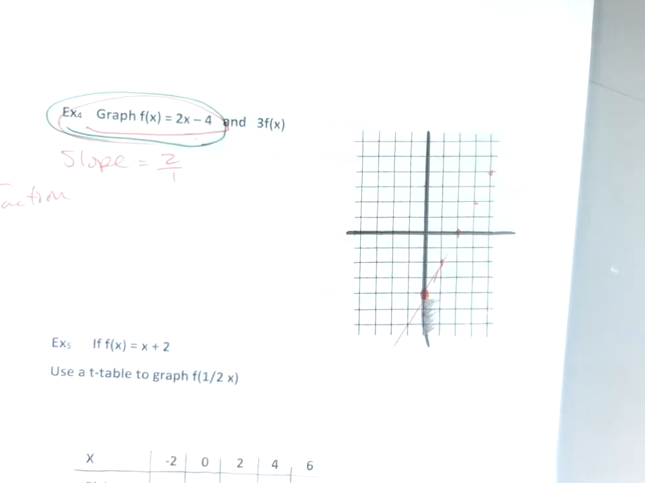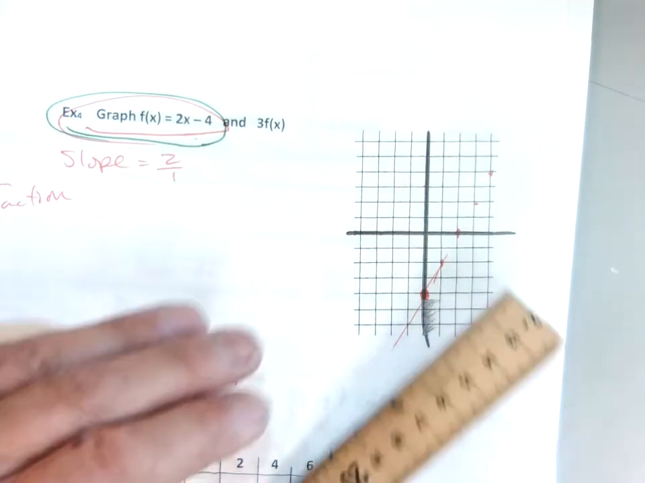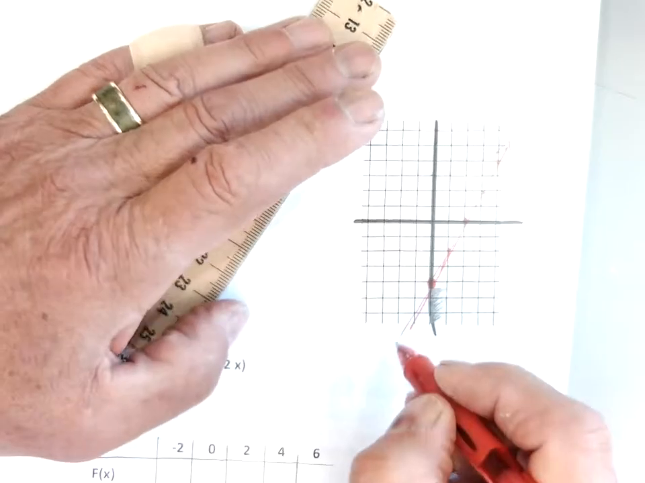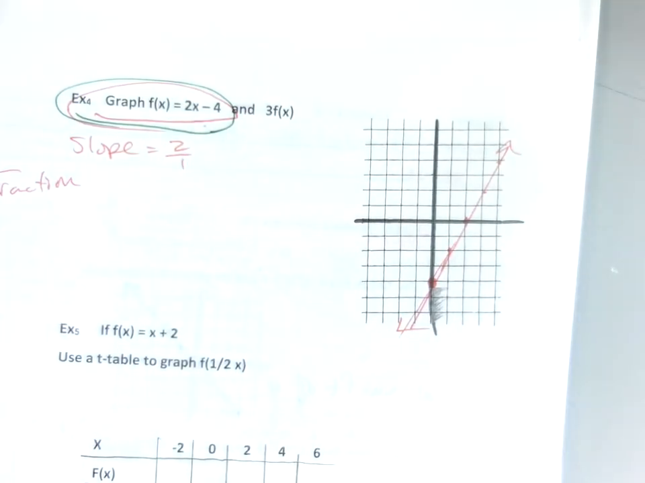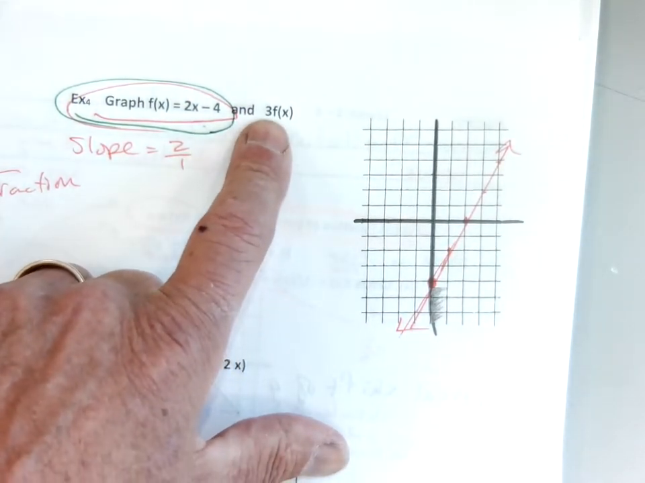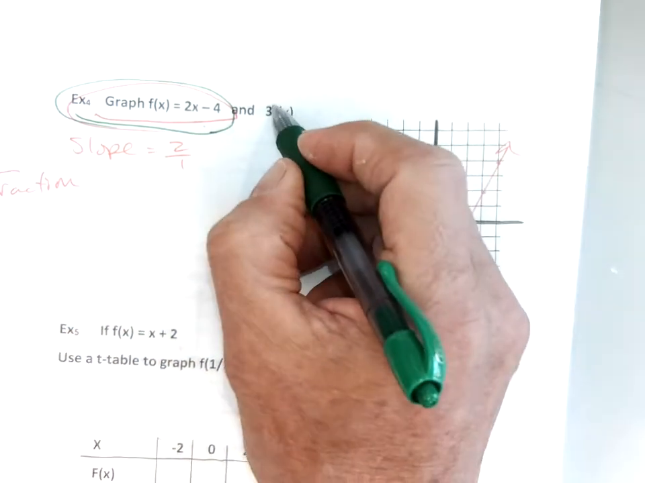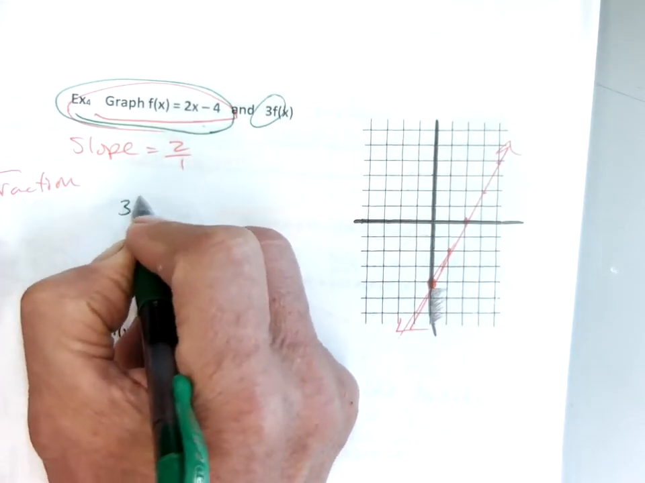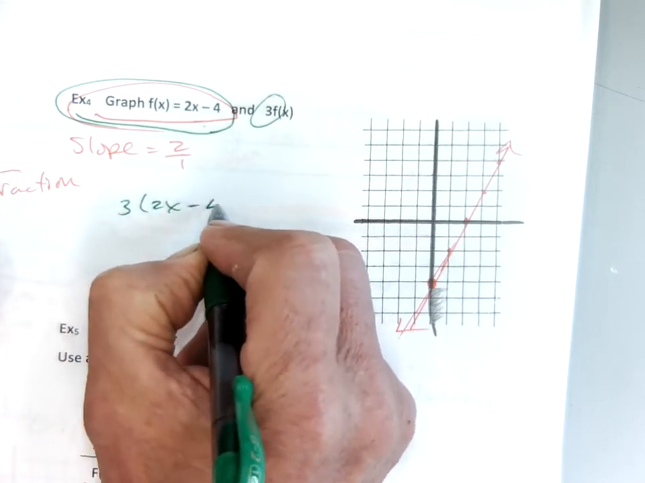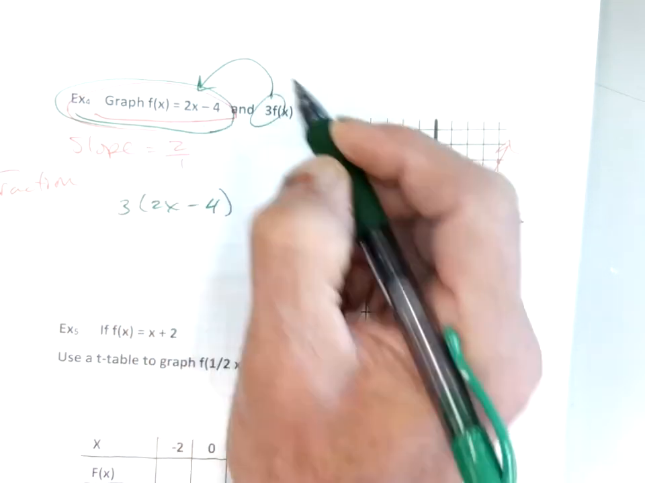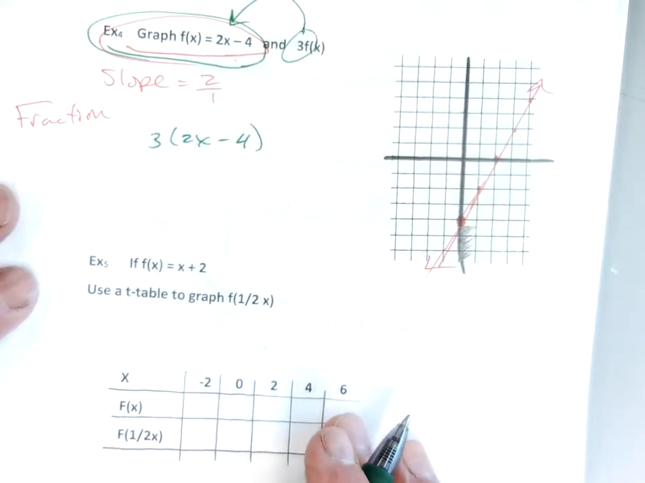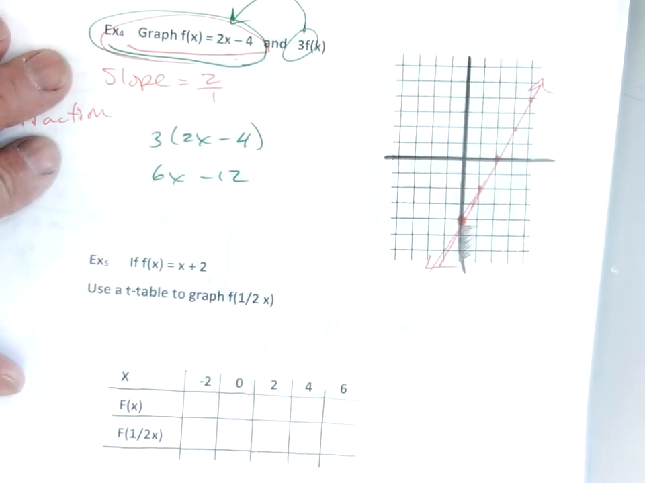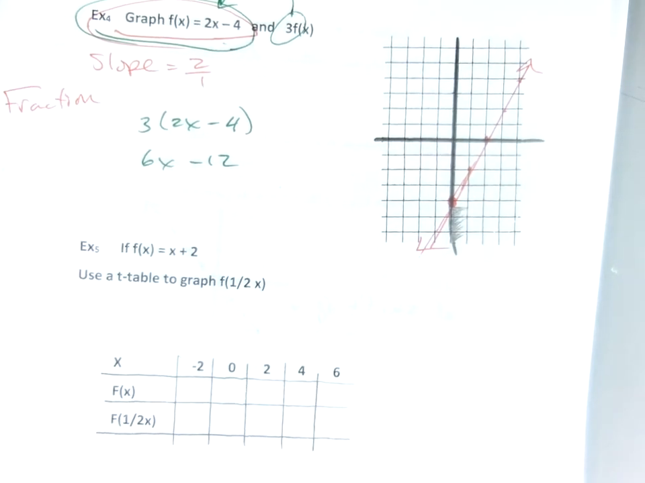There's my ruler. All right, there it is. Okay. Now, this means make it 3 times as tall. Well, one thing to do is just multiply this equation by 3. That's the easiest way of all. See, I multiplied it by 3. If I multiply by 3, I'm going to get 6x minus 12, which I think is going to be off my paper, but I'll try and guesstimate.